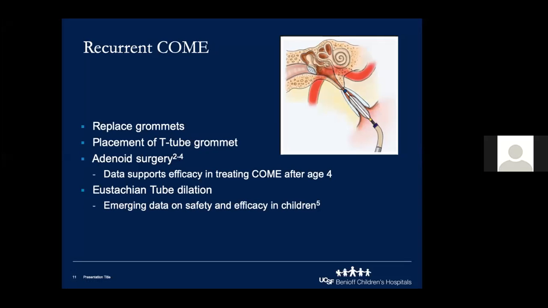Adenoid surgery is quite effective for this problem in patients over 4, less so under 4, but there's pretty significant data in a Cochrane review that looked at adenoid surgery. So when we have kids who have had tubes and are coming in after the age of 4, even in the absence of other OSA type symptoms, we're often performing isolated adenoid surgery for the treatment of otitis media.